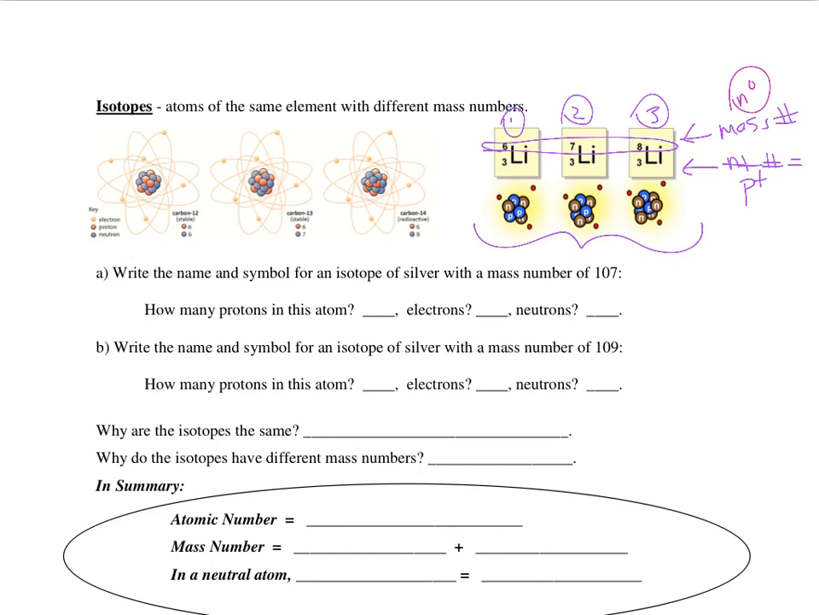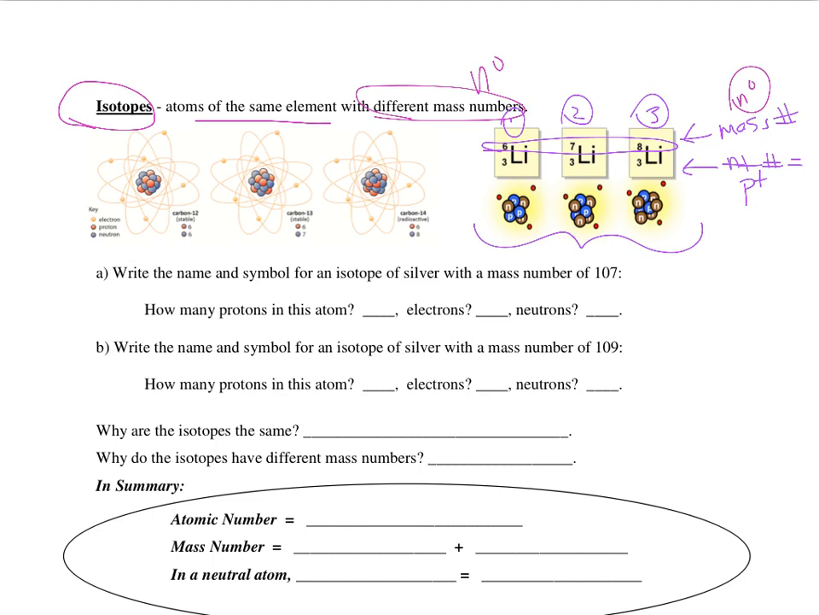So the neutrons are neutral, so they don't really affect the overall isotope very much. An isotope is an atom of the same element, which means it has the same atomic number and the same number of protons, but different mass numbers. That's because their neutron numbers are different. Carbon also has three isotopes. Some elements have more than three isotopes, and some elements don't have any isotopes. It just depends.